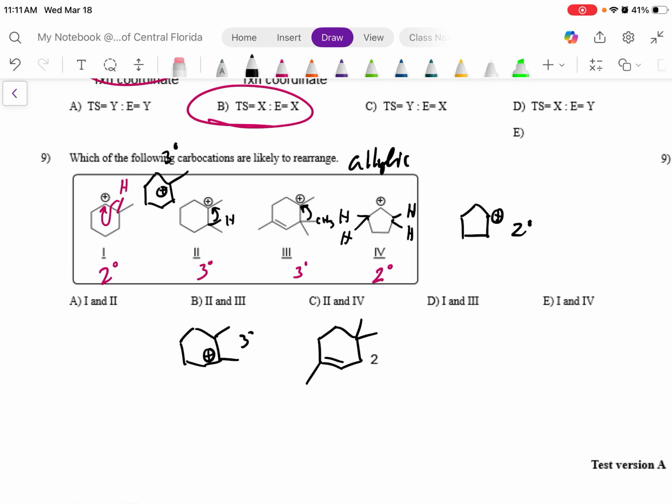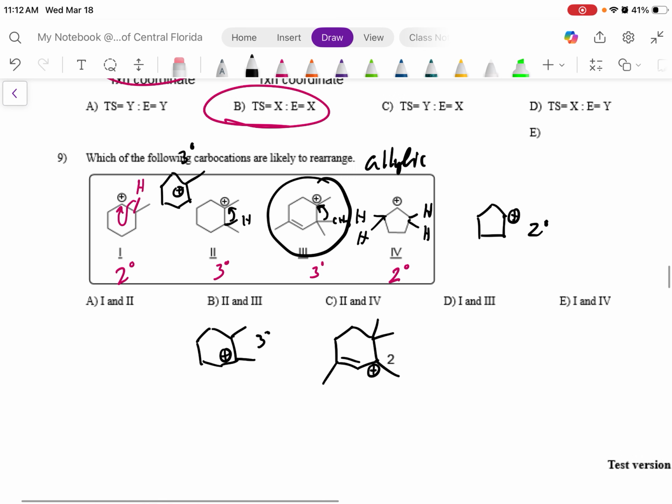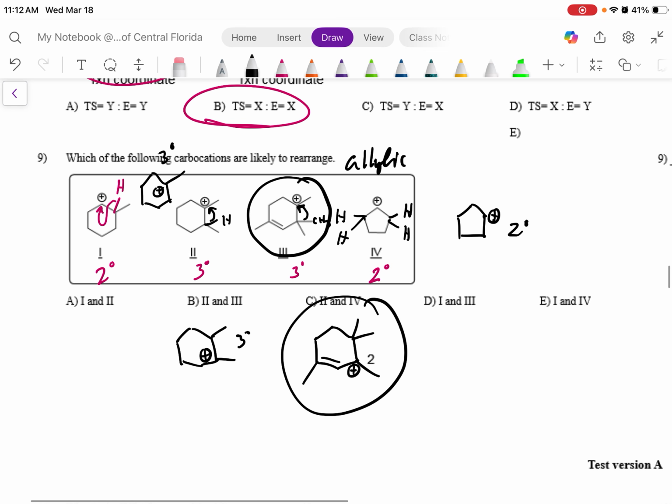We're going to have 2 methyls there and 1 methyl here. And now where did the carbocation go? It went right here. So what did we do? We went from a tertiary carbocation to what most people would call another tertiary.